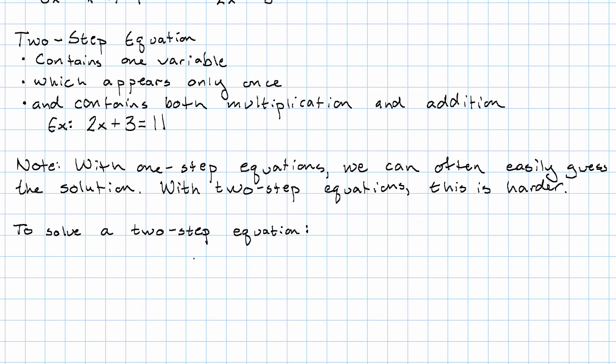To solve a two-step equation, we need to keep our goal in mind, and that is to obtain an equivalent equation of the form x equals a number. So to solve the equation 2x plus 3 equals 11, we will need to get rid of this constant that's added on and get rid of this coefficient that we're multiplying by. From our experience with one-step equations, we know how to get rid of a term, and we know how to get rid of a coefficient.